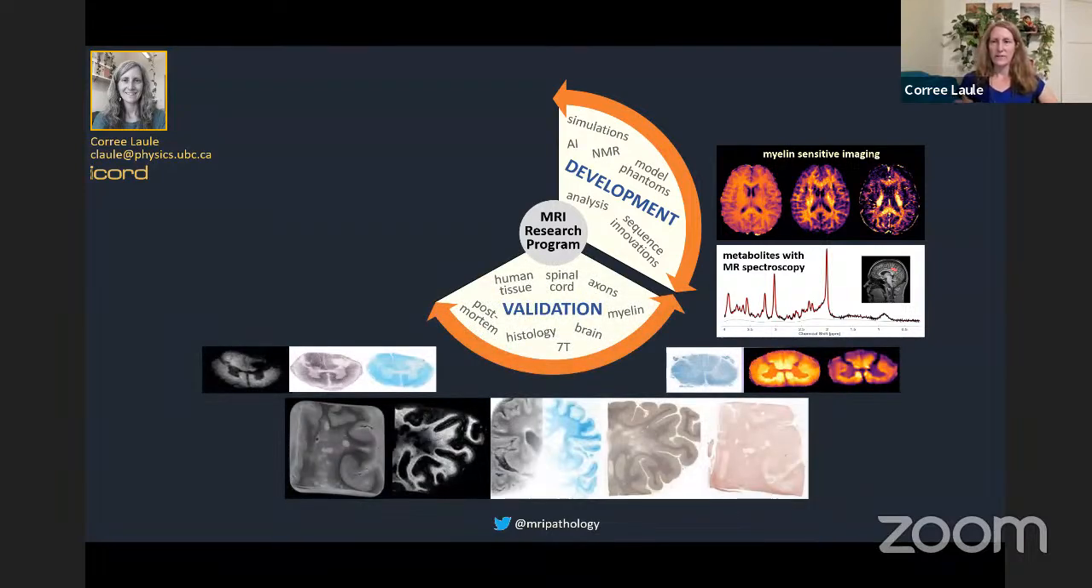There's also a validation arm, which is working with human tissue, both brain and spinal cord, where we compare what we measure with MR to different histological staining.